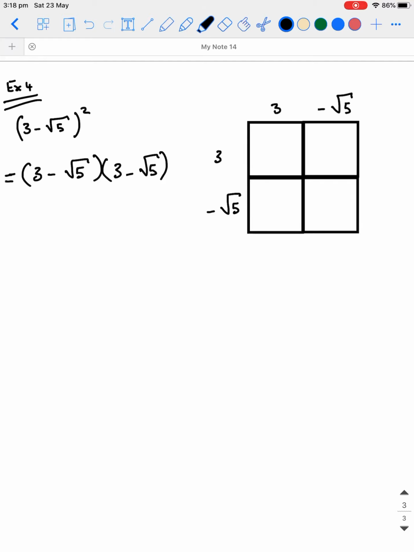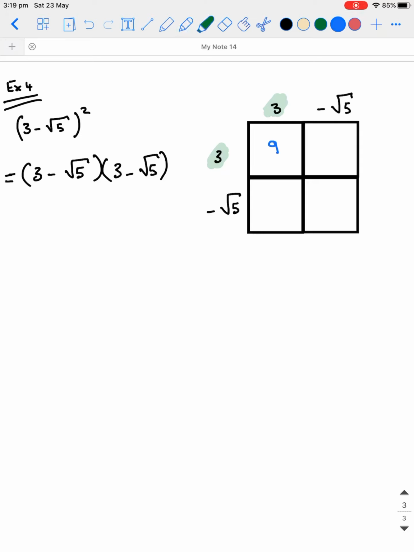Now if I start with multiplying the top row first, what I want to do is take the 3, multiply it by the 3, and I know that 3 times 3 is of course 9. Now you should be able to do that in your head. I wouldn't expect you to have to write that down underneath. You can if you want to.